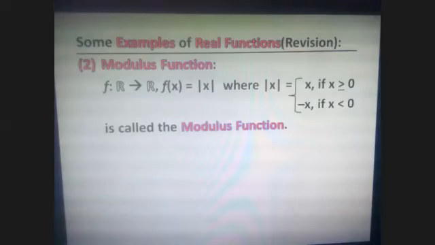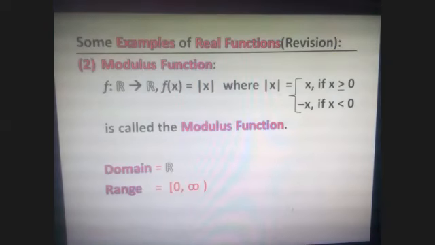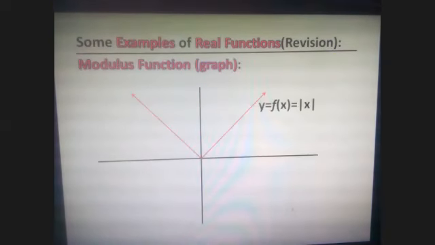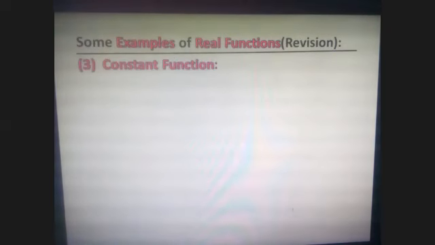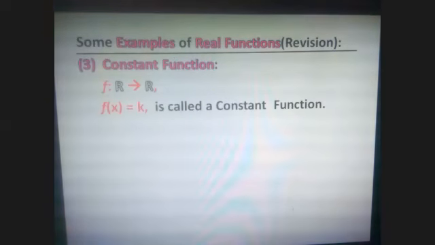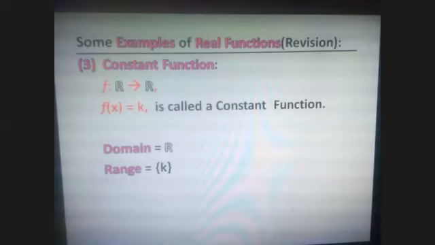It's called modulus. It is an 11th standard topic, you know it well. Domain is R, range will be 0 to infinity, cannot be negative. The graph of the modulus function is V-shaped, passing through the origin. Constant function, f(x) equal to k, where k is a constant. The domain is R, but the range is the singleton set {k}. For every value of x, the function is only k.